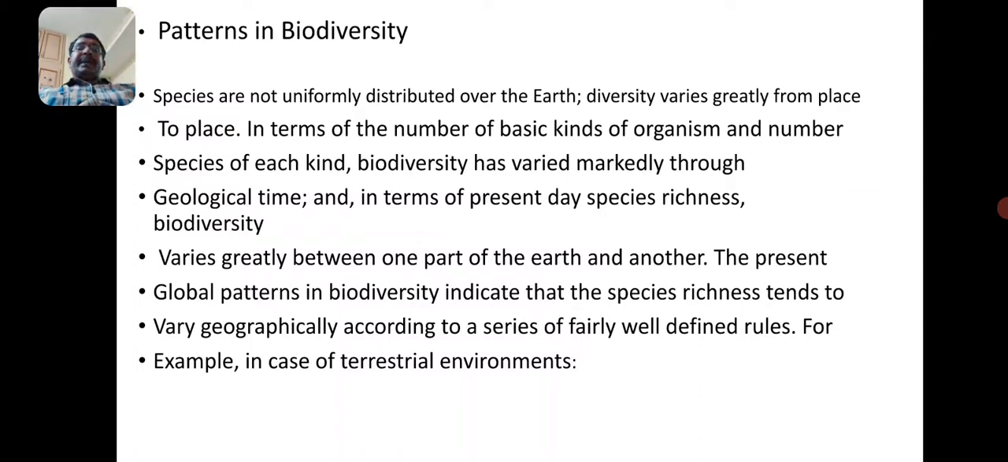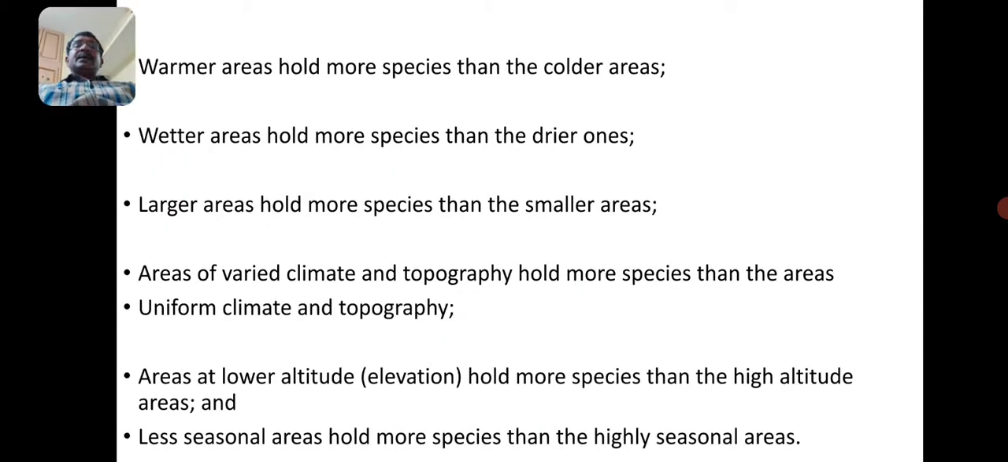The present global pattern indicates that species richness varies geographically according to a series of fairly well defined rules. In the terrestrial environment, warmer areas hold more species than cold areas. Wetter areas hold more species than drier ones. Larger areas hold more species than smaller areas. Areas with varied climate and topography hold more species than areas with uniform climate and topography.